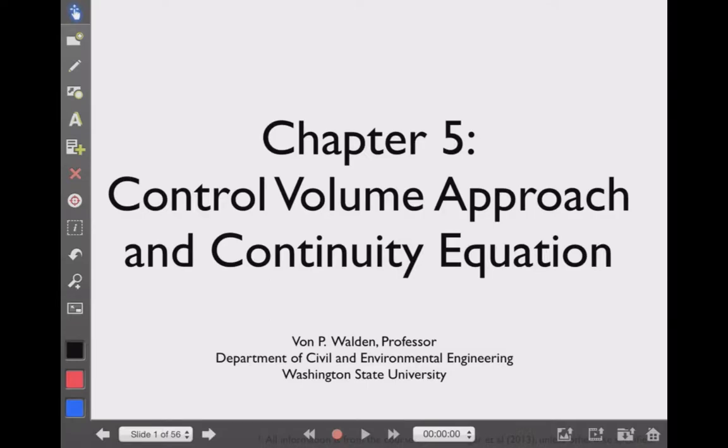Let's get started with chapter 5. This is a very, very important chapter. We're going to talk about control volume approach to understanding fluid dynamics, and we're going to apply it to the continuity equation and get a description for how mass moves around in flow fields.